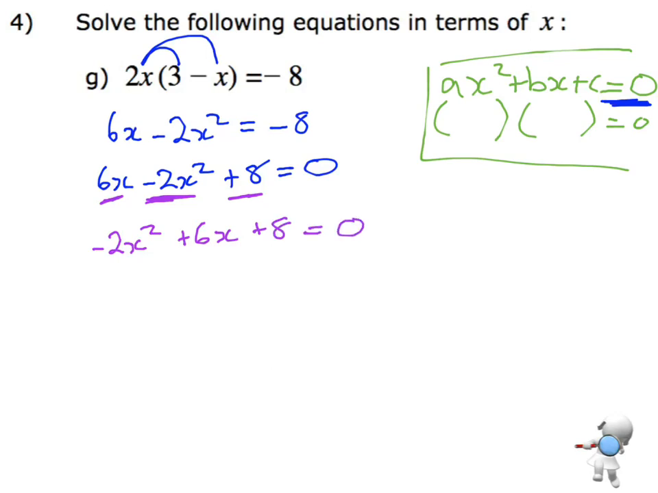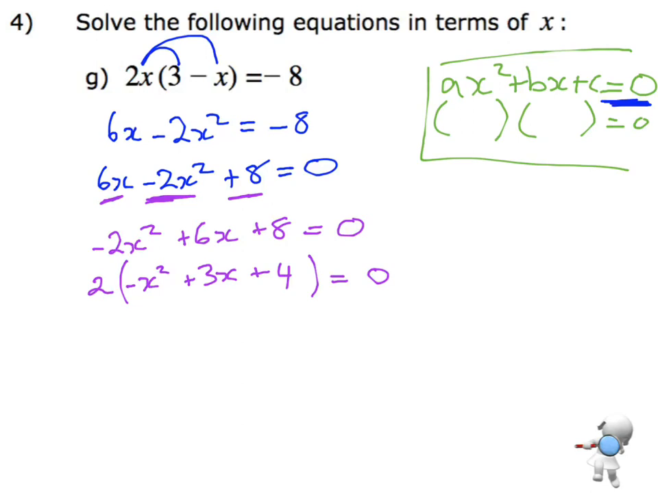What I now notice when I look at that is all of those three terms, if I look at the numbers 2, 6 and 8, they all have a common factor of 2. So I'm actually going to factorise that value out first. If I take a factor of 2 out of all of those pieces, that's going to leave me with minus x squared plus 3x plus 4. Because if I was to expand it, 2 times negative x squared gives me negative 2x squared, 2 times 3x gives me 6x, and 2 times 4 gives me 8.